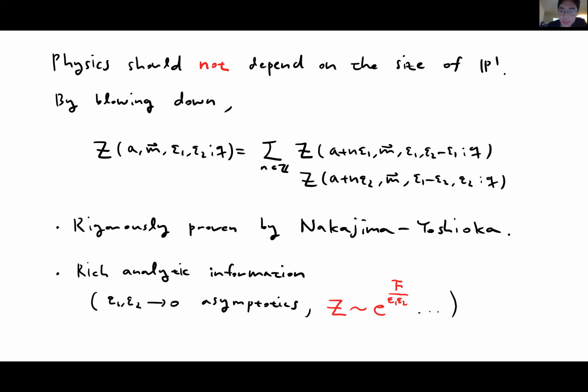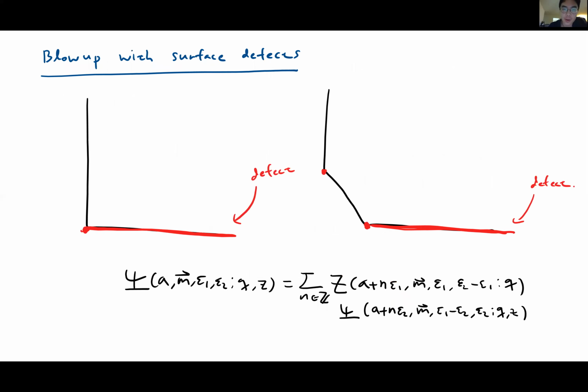Now, for the application to our story, we need an additional feature, which is the surface defect. And the idea is to do the blow-up with the surface defect.